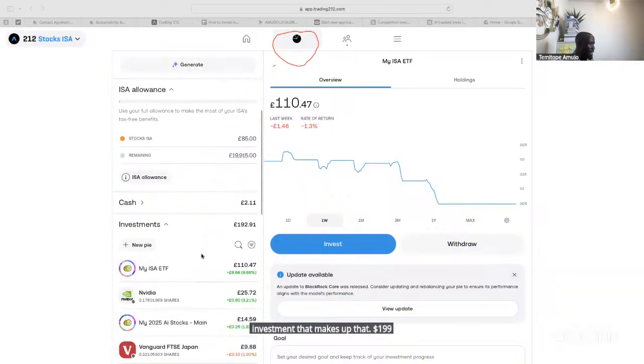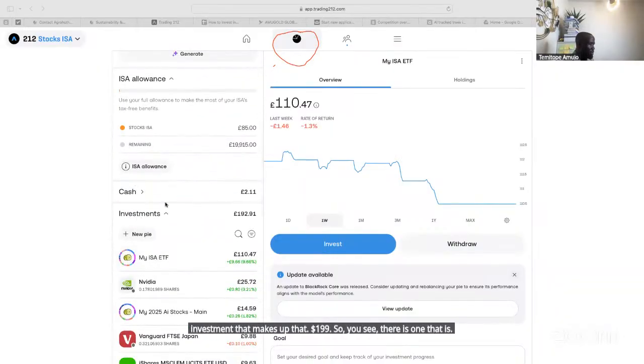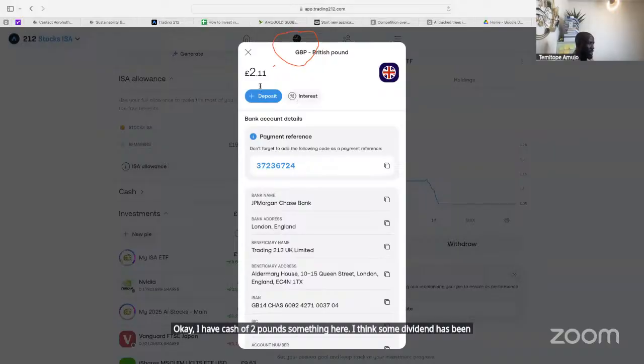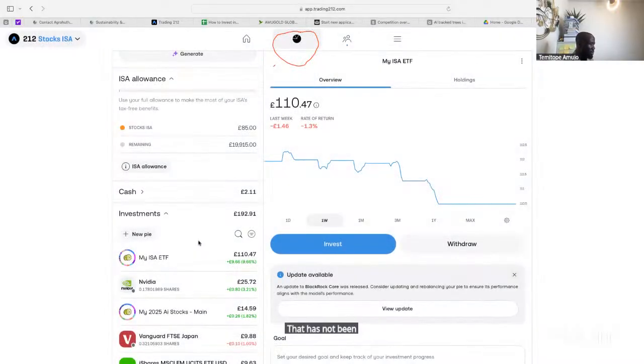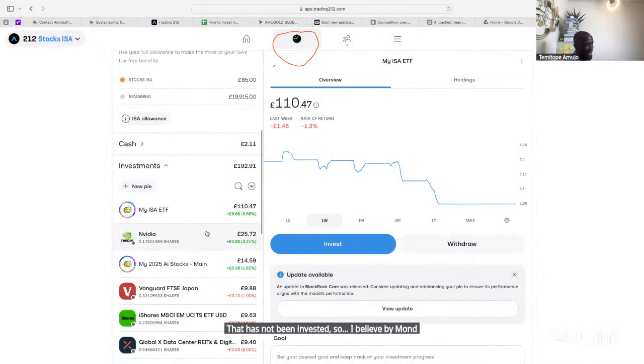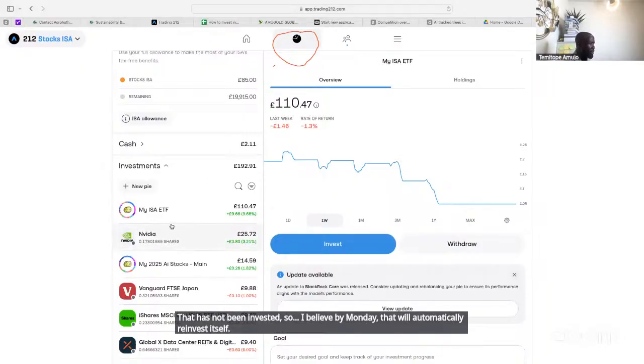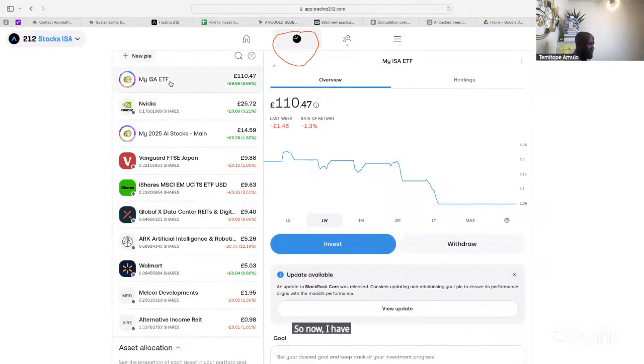So you see there is one that is, okay, I have cash of £2 something here. I think some dividend has been paid that has not been invested. So I believe by Monday that will automatically reinvest itself. So now I have ISA ETF.